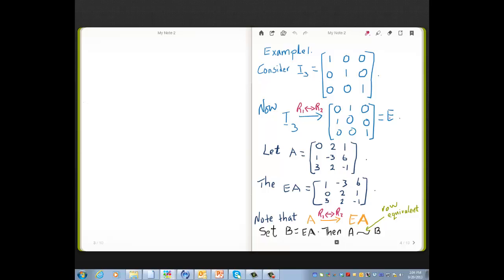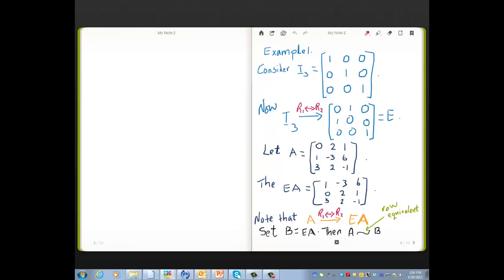Now let me just show you a few things before we get back to the PowerPoint. Suppose A is this matrix defined. Look at the matrix very carefully: 0 2 1, 1 negative 3 6, 3 2 negative 1. I want to multiply the elementary matrix we just came up with, E times A, E on the left hand side. So EA, if you multiply that either manually or using your Math Studio on the iPad, you would get 1 negative 3 6, 0 2 1, 3 2 negative 1.